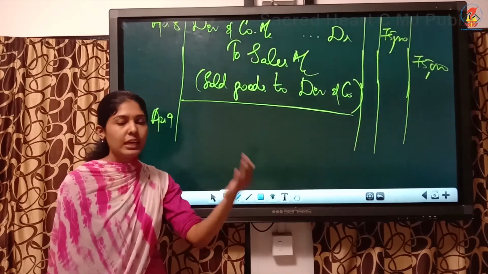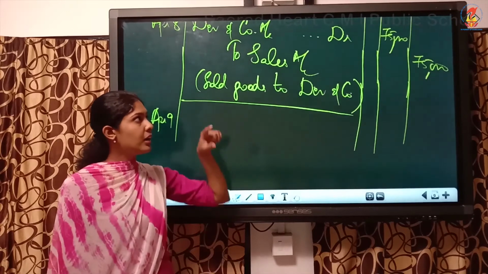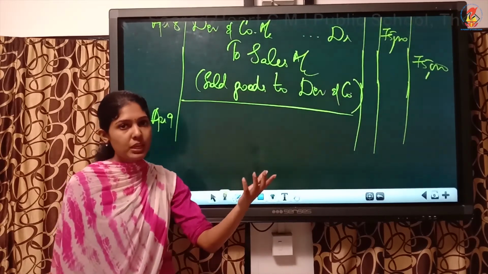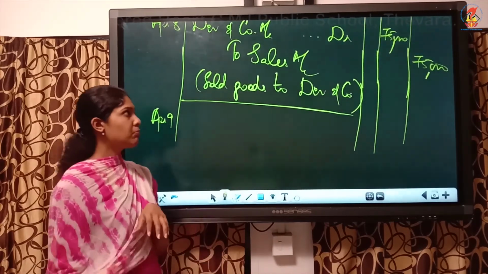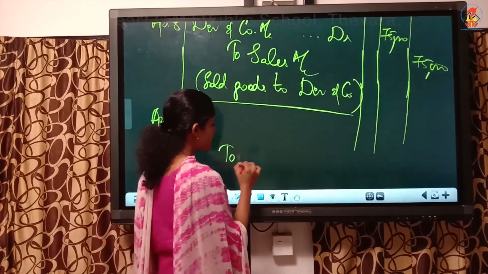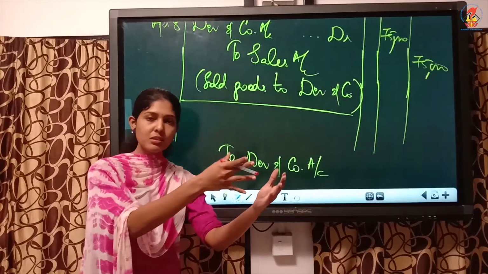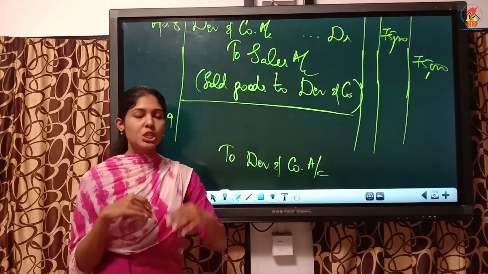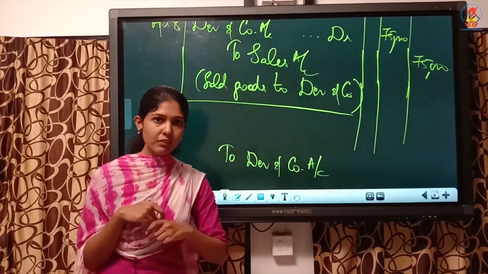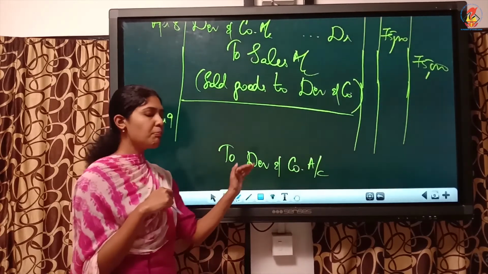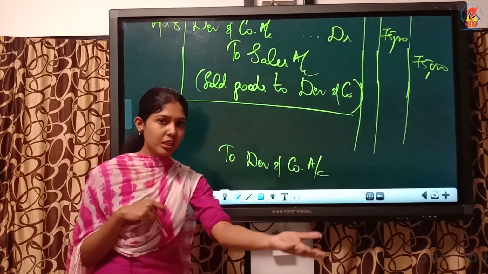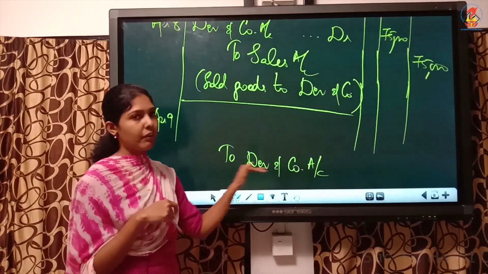He should be cancelled. How will you cancel a debit aspect? He should be given the opposite aspect. That means we have to now credit Dev and Company. Why are we crediting him? Because he has returned goods to the firm. When a person returns goods of 15,000, shouldn't we give him the amount of 15,000? Yes. So Dev and Company is now our creditor. We have to give him money. So we are crediting him.